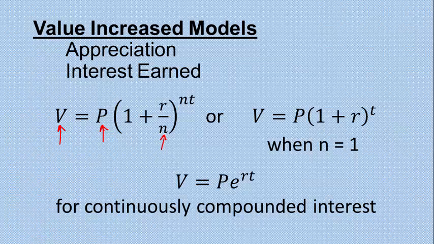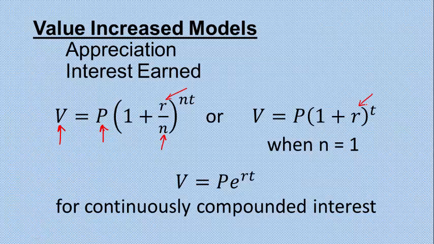I mean, there's lots of different options. Most banks will do it quarterly or annually, meaning once a year. So N is just the number of times. R is the interest rate, or the rate of appreciation if we were using a different form.